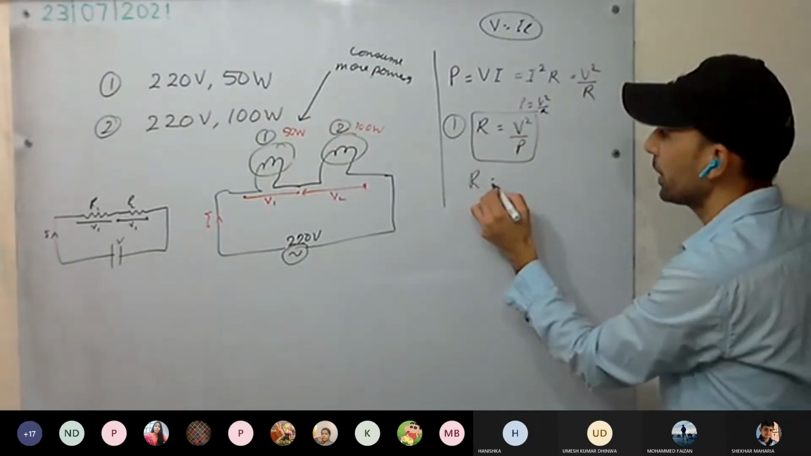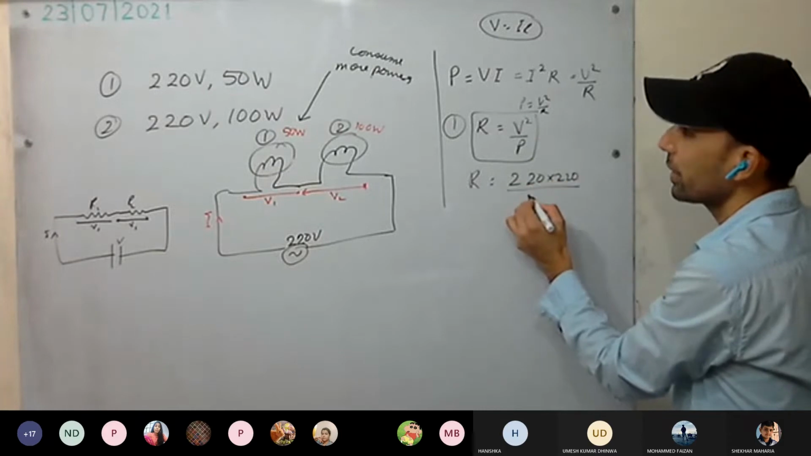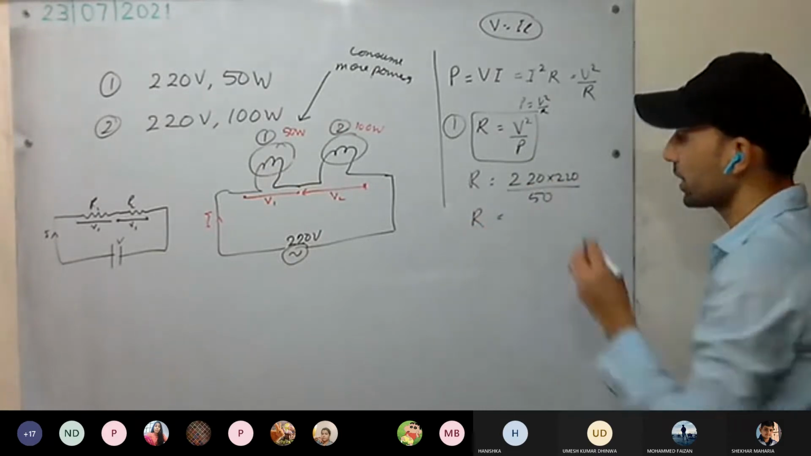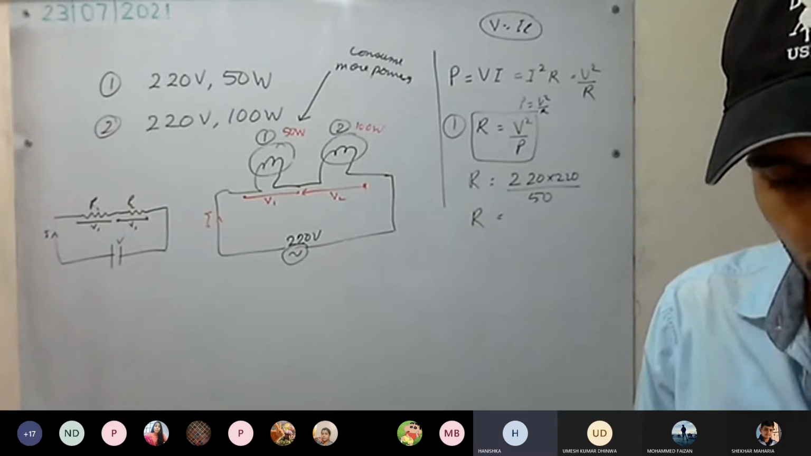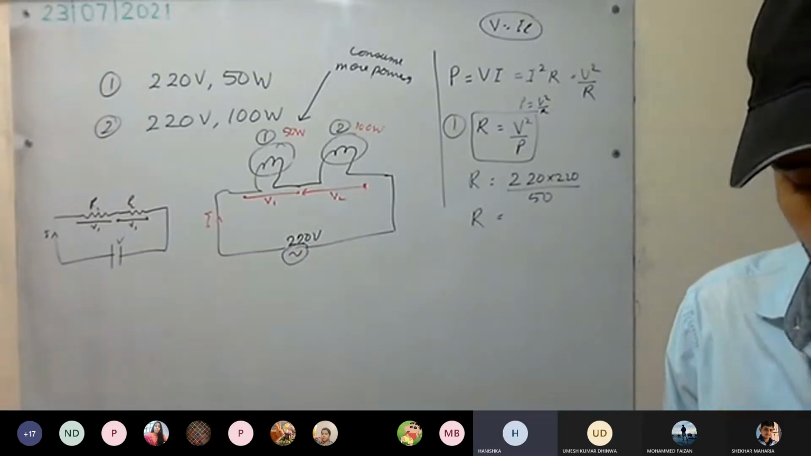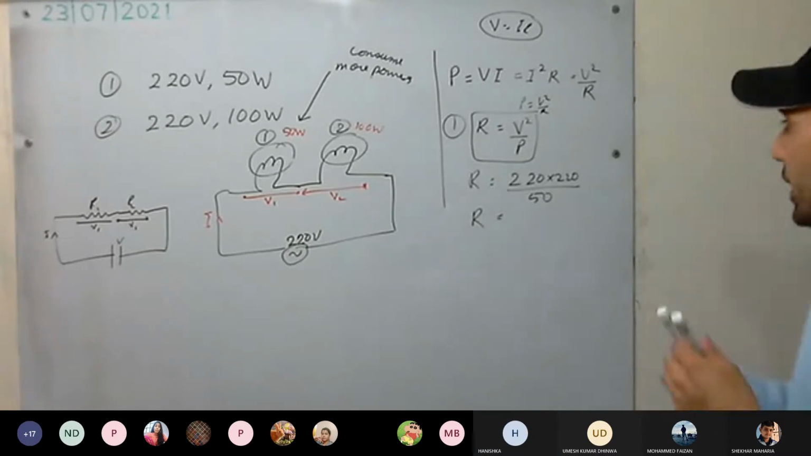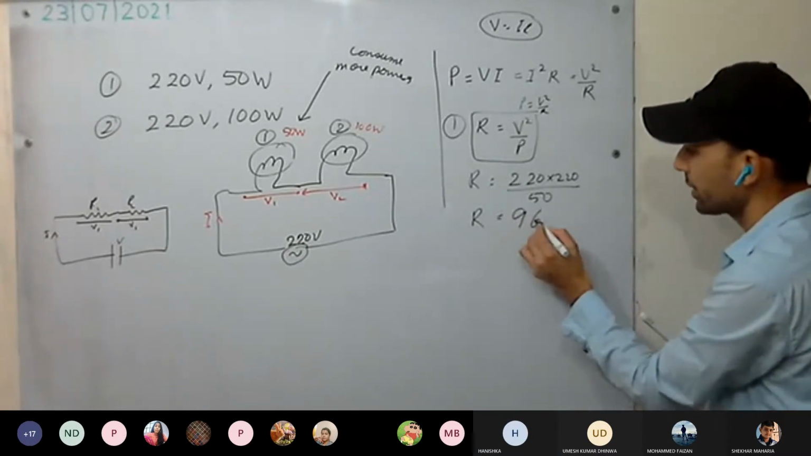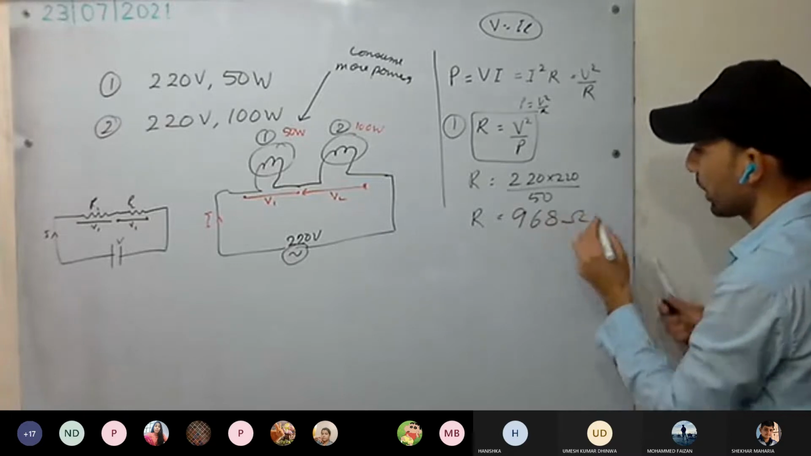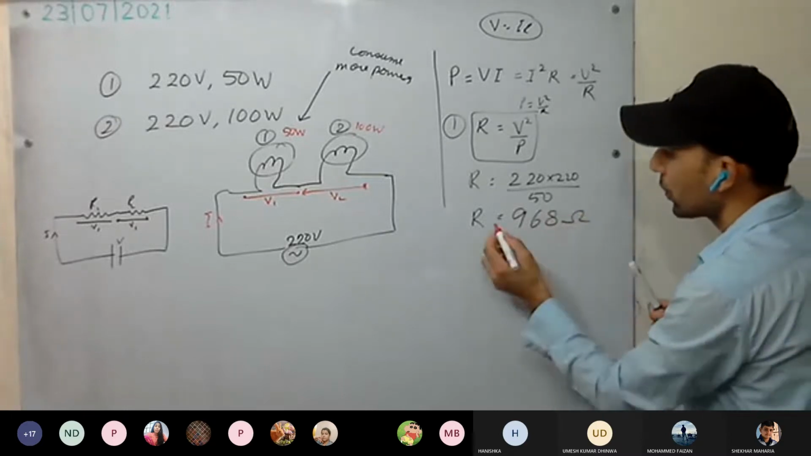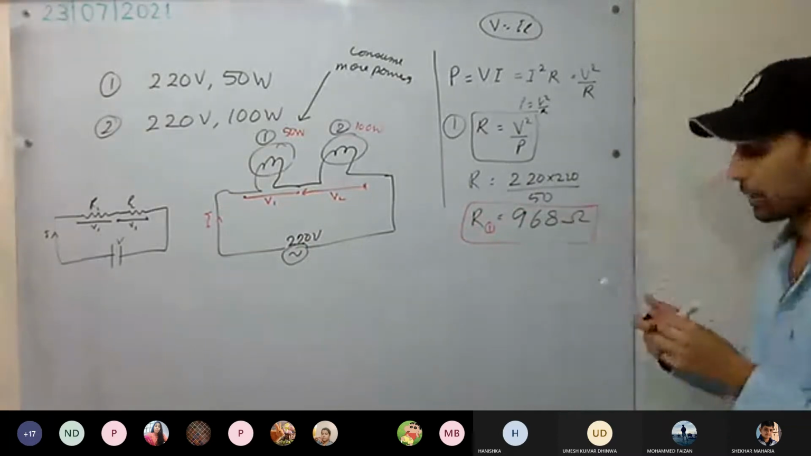Calculate and tell me how much it will be. 220 into 220 divided by 50 watt. How much resistance is it? 968 ohm. This is our first bulb resistance. Calculate the second bulb resistance.